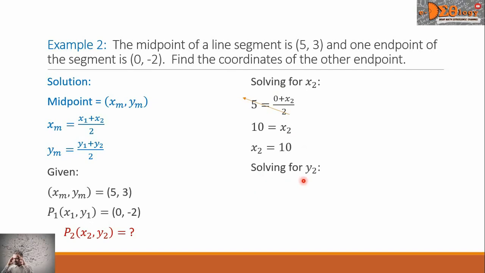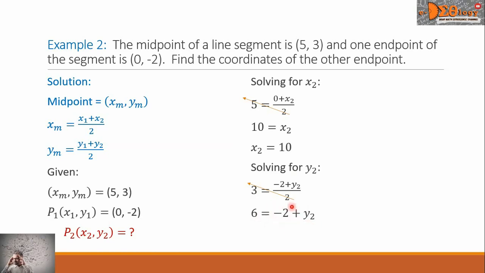Now let us solve for y sub 2. We're going to use this formula here. Substituting the values, we have now the y sub m to be 3 equals y sub 1 is the negative 2 plus y sub 2 all over 2. Let us now cross multiply this denominator with the number 3 on the left. So we have 6 equals, our numerator is the negative 2 plus y sub 2.